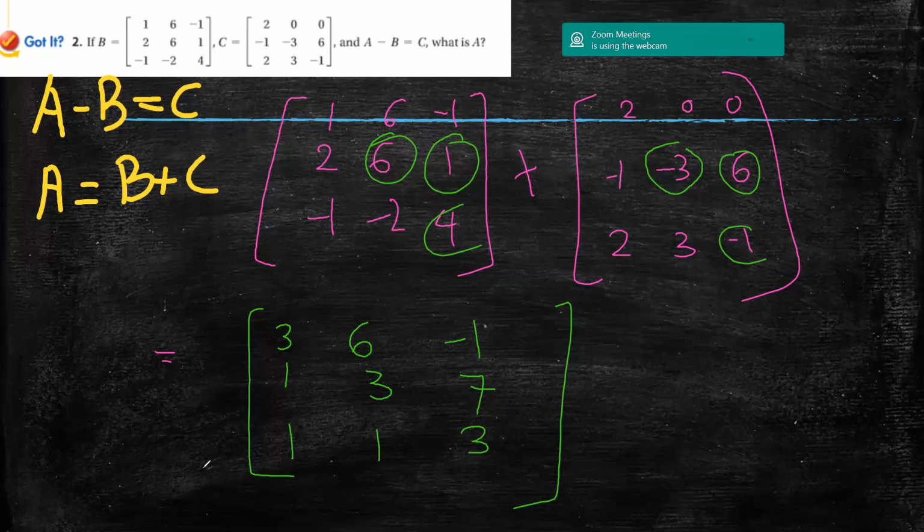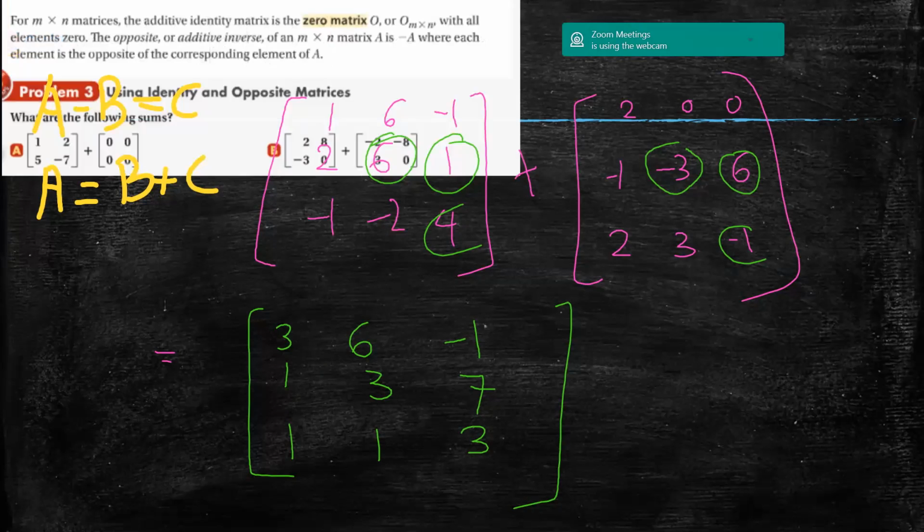So this is now a matrix A, which is 3, 6, -1, 1, 3, 7, and 1, 1, 3. This is a way how we can solve the matrix equation.